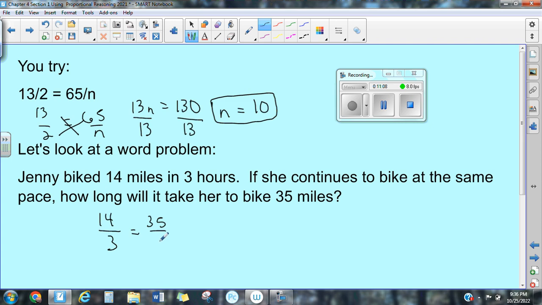Okay, so we're not sure how many hours it takes for 35 miles, and that's what the problem is asking us to find. Okay, so we will just use x as our variable in this problem to determine how many hours it takes to ride 35 miles. Okay, so now that we have our proportion set, 14 times x is 14x equals 35 times 3, okay, which is 105.